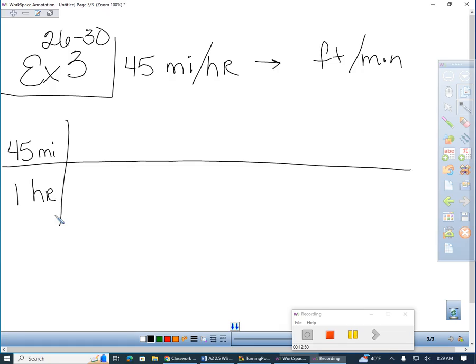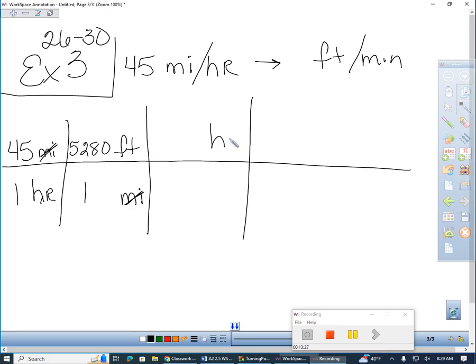So first we want to get rid of miles and we want to go to feet. All right? So if miles are on top, I have to put miles on the bottom and feet on the top. We said 1 mile is 5,280 feet. So our miles cancel. So now we're in feet per hour. But we're trying to get to feet per minute. So I need to do another conversion factor. Since hours is on the bottom, to cancel it, I have to put it where? On the top, exactly. And I'm going to go to minutes on the bottom. 1 hour is 60 minutes. So again, I'm going to cancel my hours.